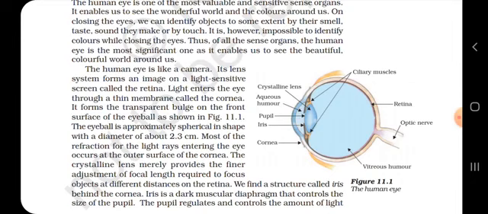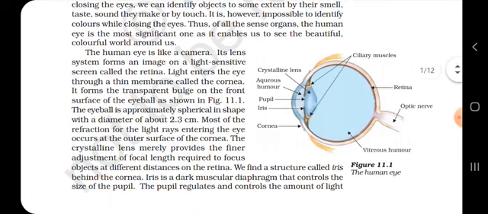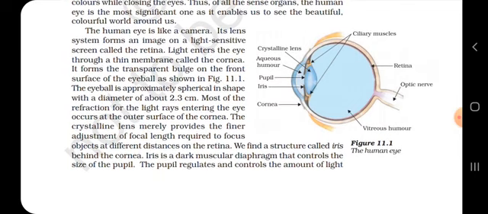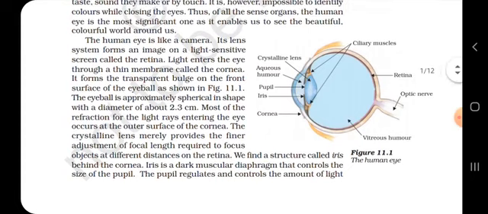The human eye has a light sensitive screen, also known as the retina, and light enters the eye through a thin membrane called the cornea. What is the approximate size of the human eye? The approximate size of the human eye is about 2.3 centimeters in diameter. Whenever the light is coming, it is refracted on the surface of the cornea. You can see the cornea over here.